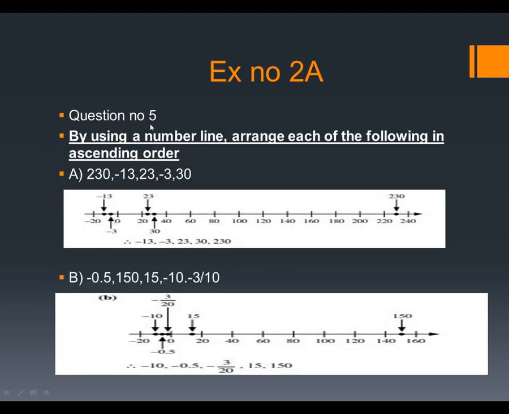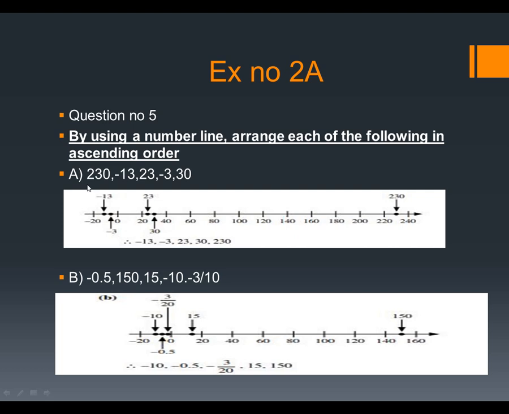Now we are starting question number 5 of exercise 2a. We have to arrange these numbers on the number line in ascending order. So students, first of all we will make a number line, and here will be 0, and when we go to the right side these will be the positive numbers, and on the left side there will be the negative numbers.